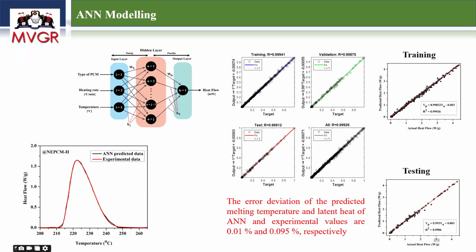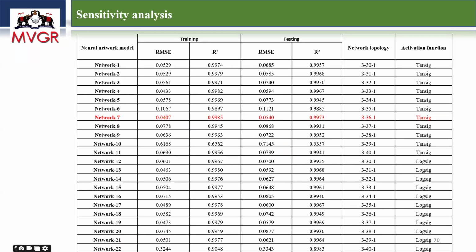After conducting several sensitivity analyses, finally in this network, if you put 36 hidden neurons and provide the tan sigmoid activation function, I'm getting the highest R square value. RMSE and R square are statistical parameters. We already discussed that the network having a higher R square value and lower RMSE value, obviously that model we can conclude is the best neural network model. So this network we can use for prediction of the DSC data.